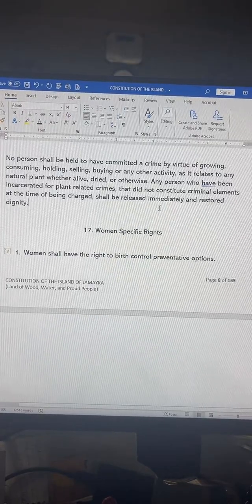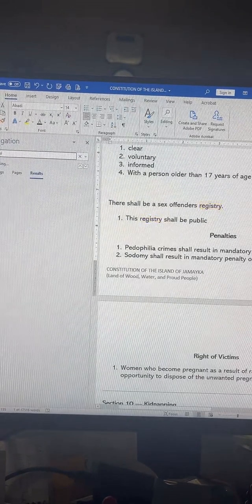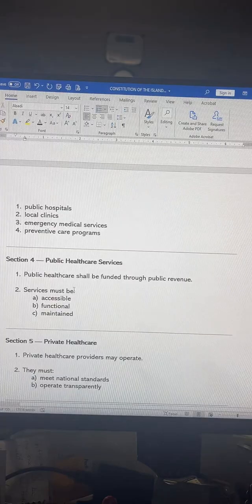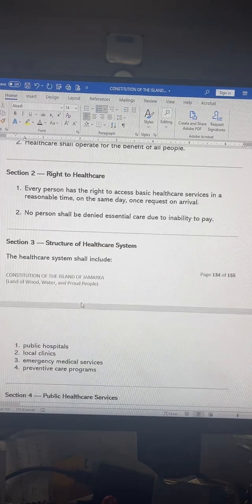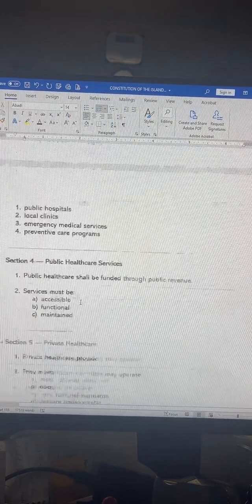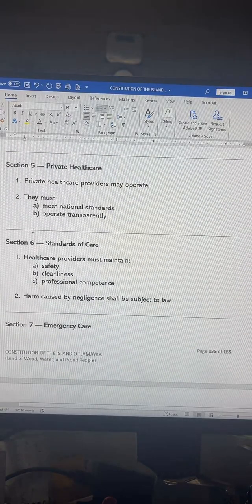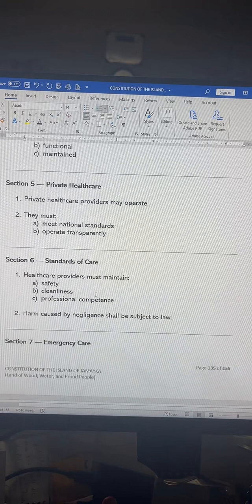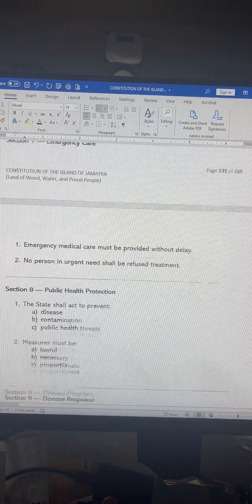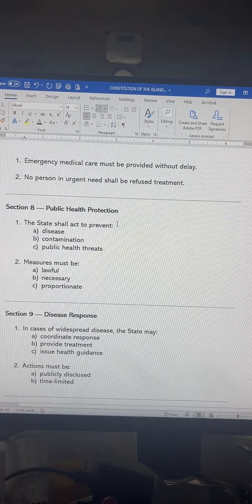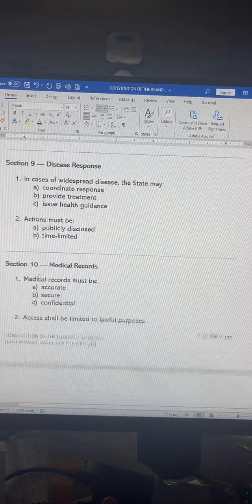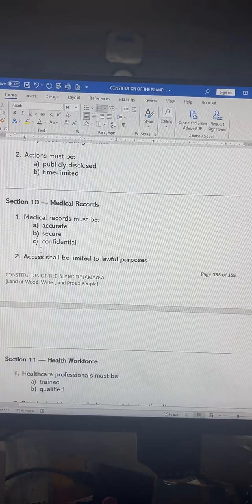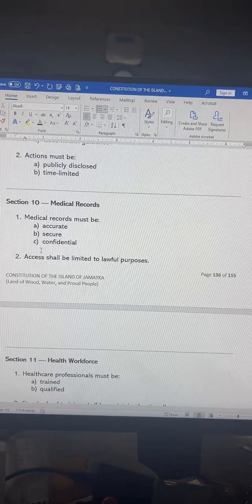Let's go back down here. All right. So we have standards of care. Under standards of care, healthcare providers must maintain safety, cleanliness, professional competence. Harm caused by negligence shall be subject to law, right? Meaning you can get sued. We talk about private hospitals. They need to operate transparently, emergency care, healthcare protection. So the state shall act to prevent disease, contamination, public health threats, right? Measures must be lawful, necessary, and proportionate. So we already listed the level of quality that is required for any kind of hospital or health system.